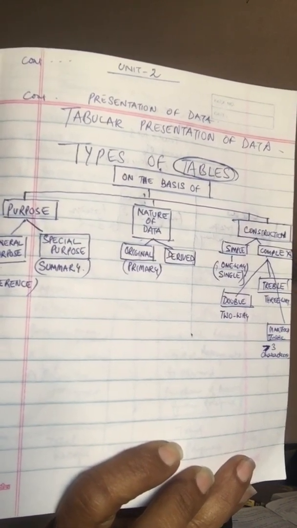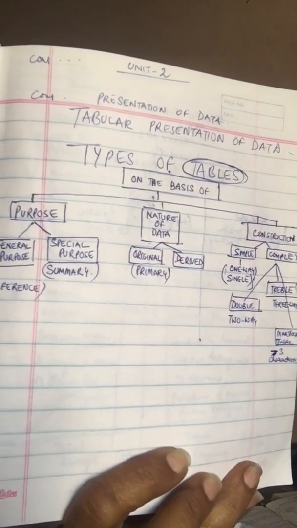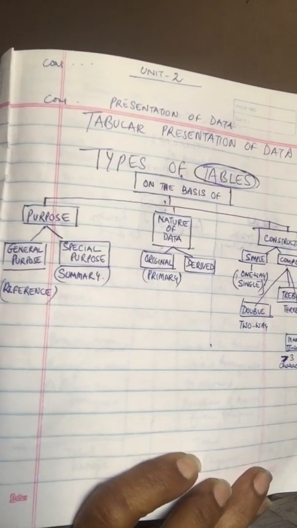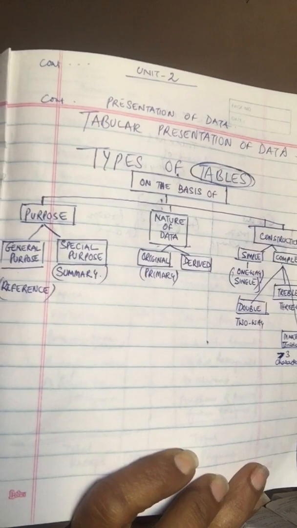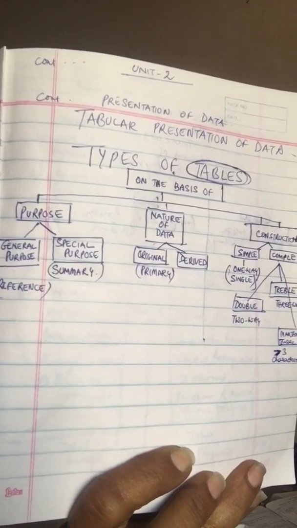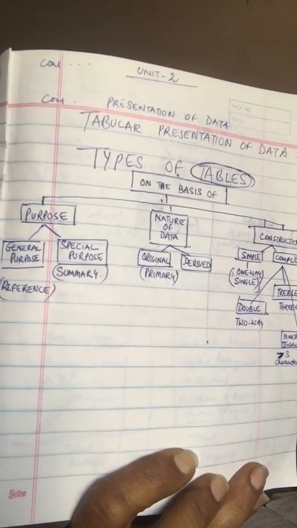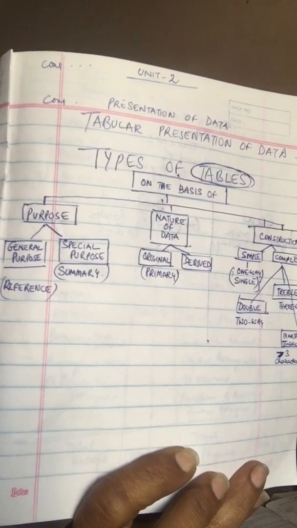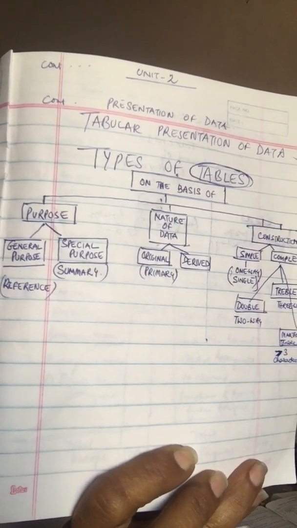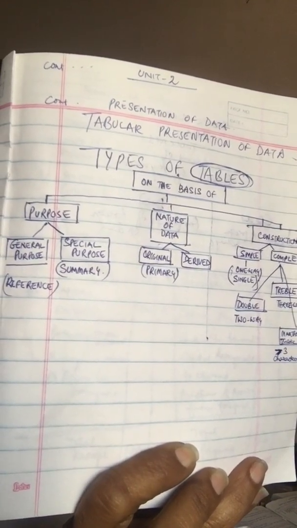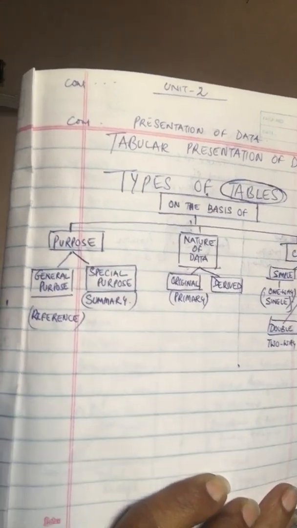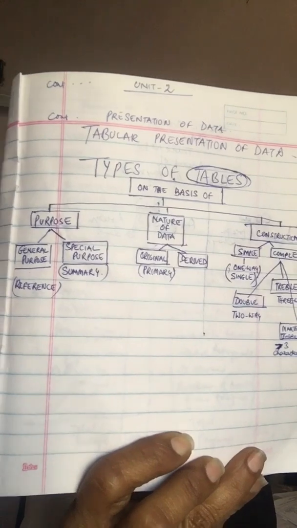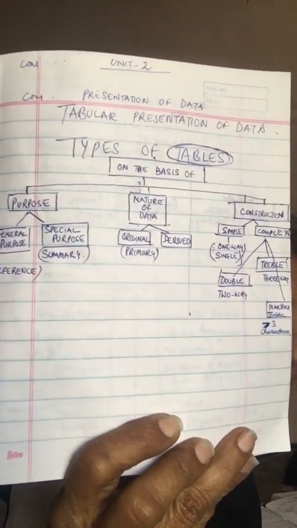Now what do you mean by derived tables or derivative tables? These are tables where the figures are presented in percentages or ratios, and these are prepared from the original tables. And of course you can also derive them from the general purpose tables. So these are the derivative tables.